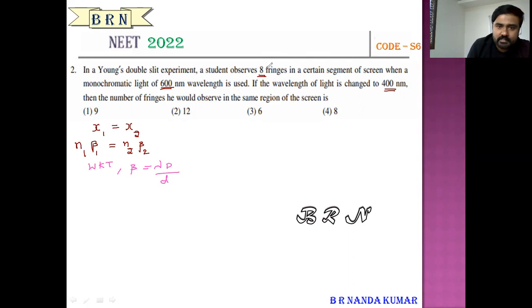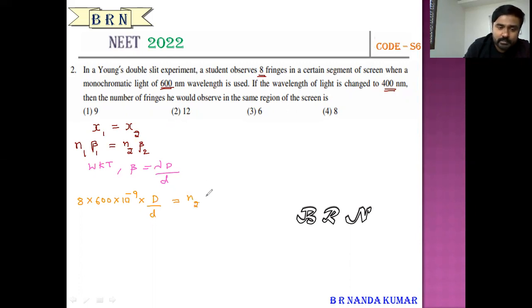So n1, in the first case the number of fringes is 8. Okay, in the first case the wavelength lambda 1 is 600 nanometer. We can write 600 into 10 power minus 9, into capital D divided by small d. So capital D means the distance between slits and screen. It will be constant. The separation between the slits will also be the same. So only the wavelength and the number of fringes change. The screen region is also the same. So we have to calculate n2.